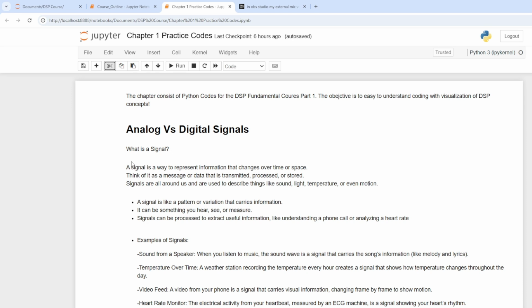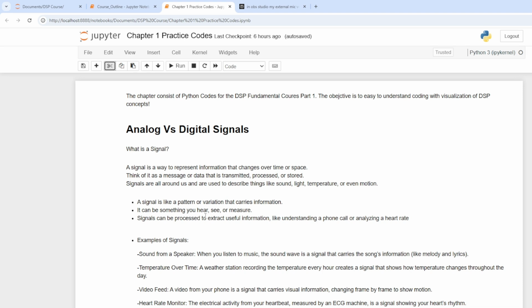There are several examples of signals in our life. In fact, one of our teachers during our undergrad course on signal processing used to say that basically the universe is nothing without signals. The universe is basically a signal itself. It started with a signal, and then we have various signal types in our life. We can have sound in the form of a signal, we have light, we have continuously changing temperature, or even motion. So in simple words, a signal is like a pattern or a variation that carries information.